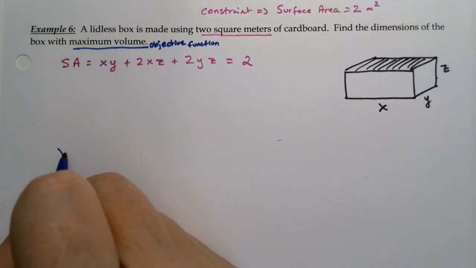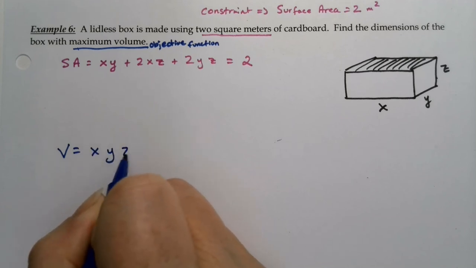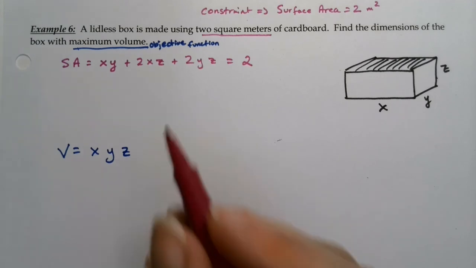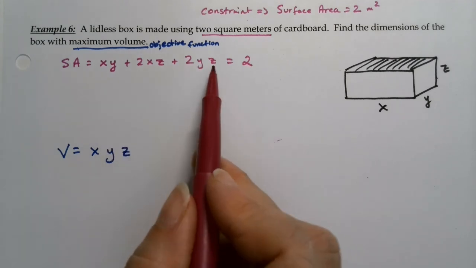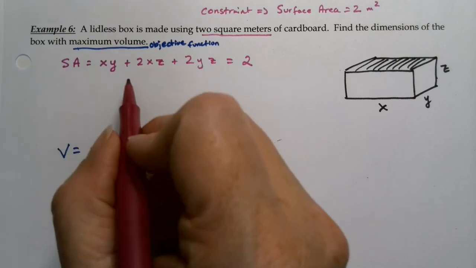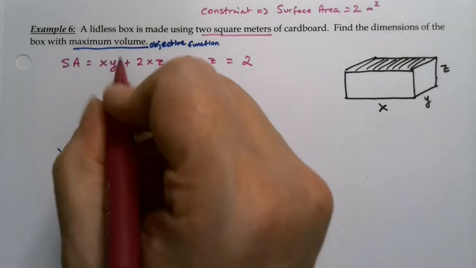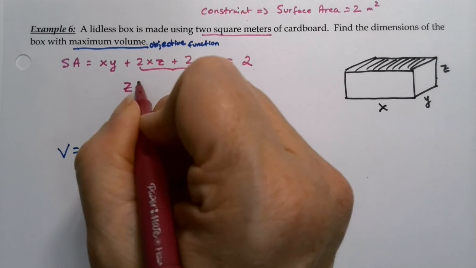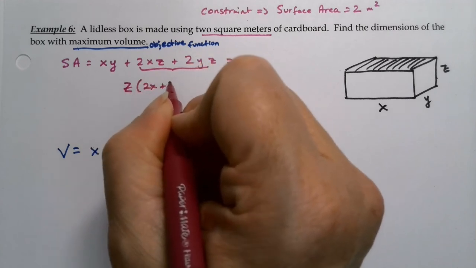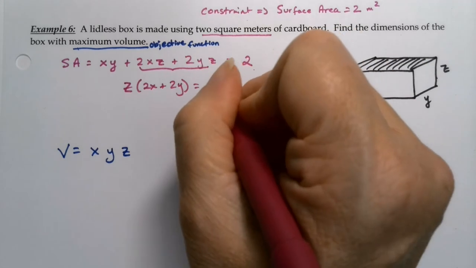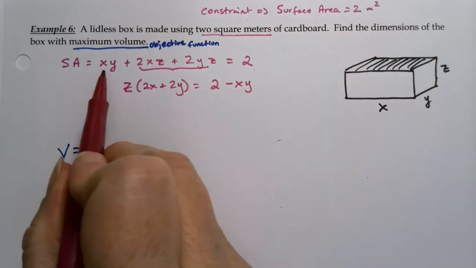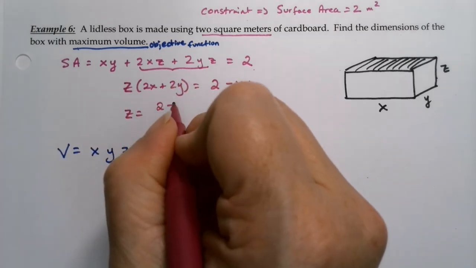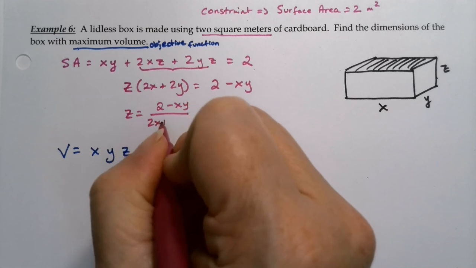But volume is equal to x times y times z. It's really straightforward because it's a rectangular box. So I want to use this constraint, and technically I could do it for any of the variables, but I just did it for z because I felt like it. I took away xy from both sides, and I factored a z out over here. So z comes out of these two terms. It leaves you 2x plus 2y is equal to 2 minus xy, because I've subtracted the xy to the other side. And therefore z is equal to 2 minus xy over 2x plus 2y.